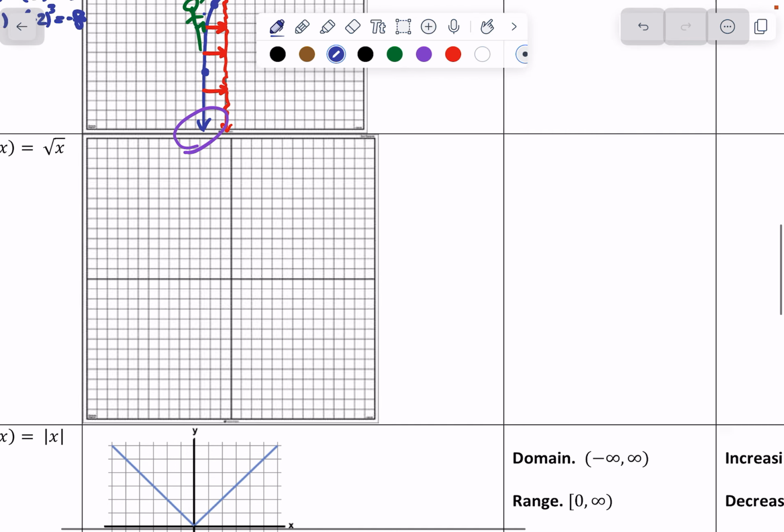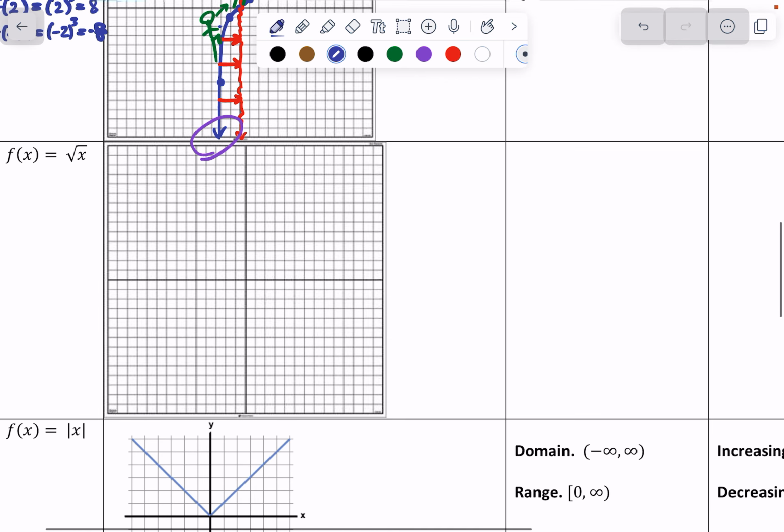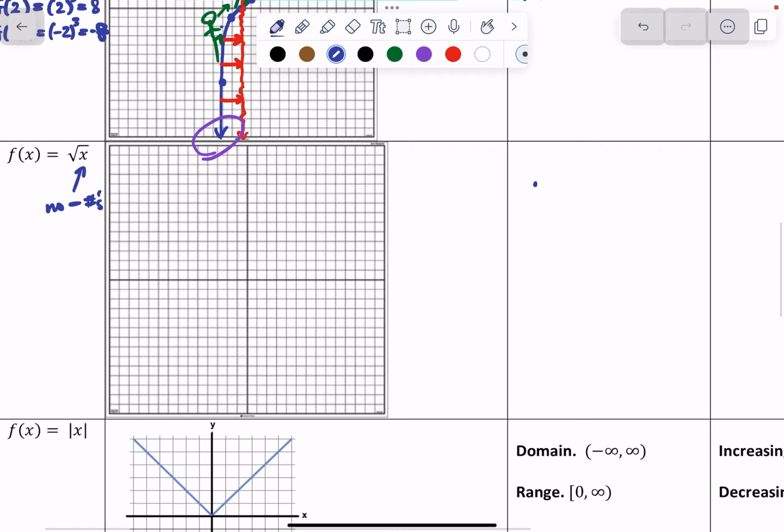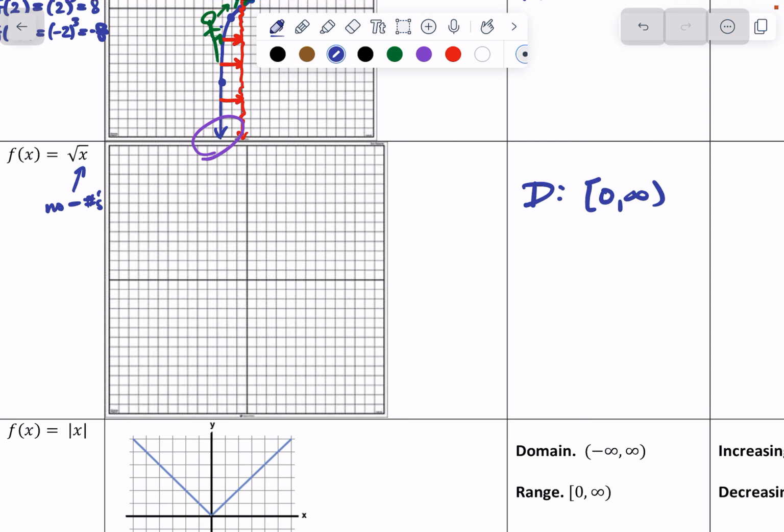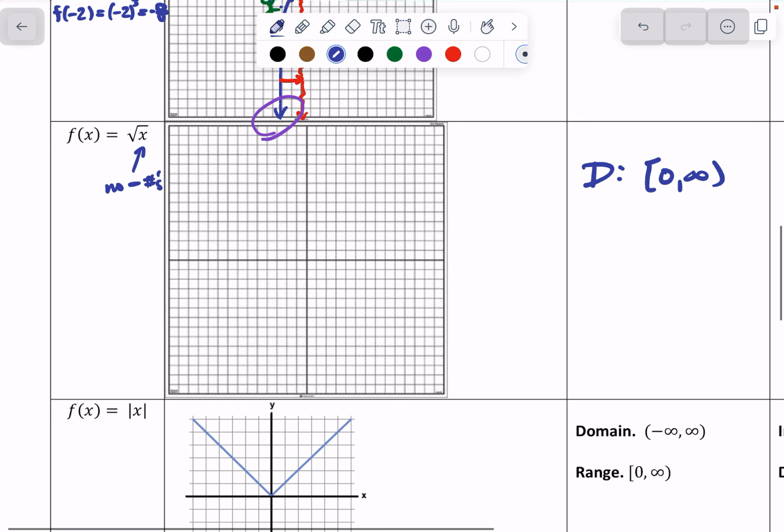All right, square root. Now we already know something about the square root function. We are not allowed to put no negative numbers in there for the parent function, right? You cannot take the square root of a negative. So we should actually already tell ourselves the domain can only be 0 to infinity, right? Those are the only numbers we're allowed to plug in, and therefore the only numbers we can really graph on this function.